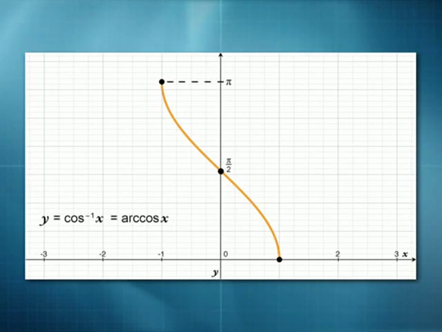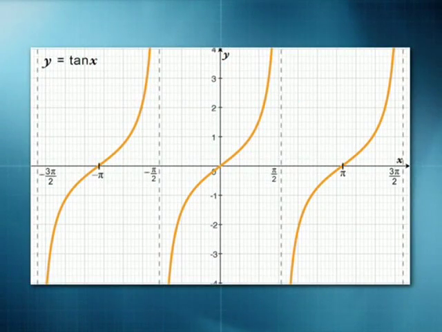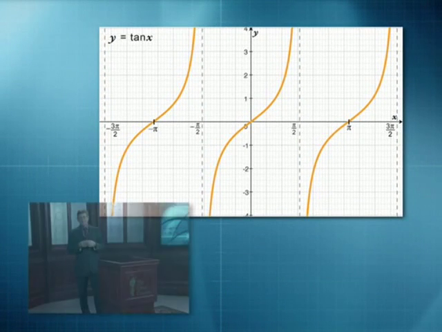Let's turn to tangent. This is perhaps my favorite inverse trig function. Here's a picture of tangent x. Tangent, you remember, has those repeated curves there. It has those vertical asymptotes at pi over 2, 3 pi over 2, minus pi over 2, minus 3 pi over 2, etc.